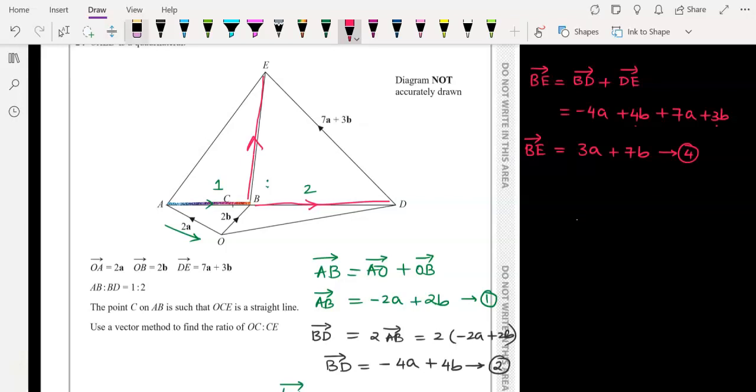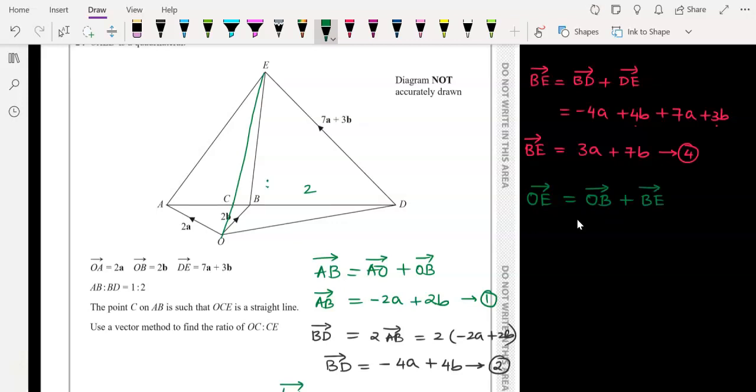So now I have vector BE also. Next we'll join OE. Since I know OB and BE, we can work out vector OE. Let's join O and E. Vector OE is the same as vector OB plus vector BE. OB we know is 2b, and BE we worked out is 3a plus 7b. So vector OE will be 3a plus 9b. That's point number 5.